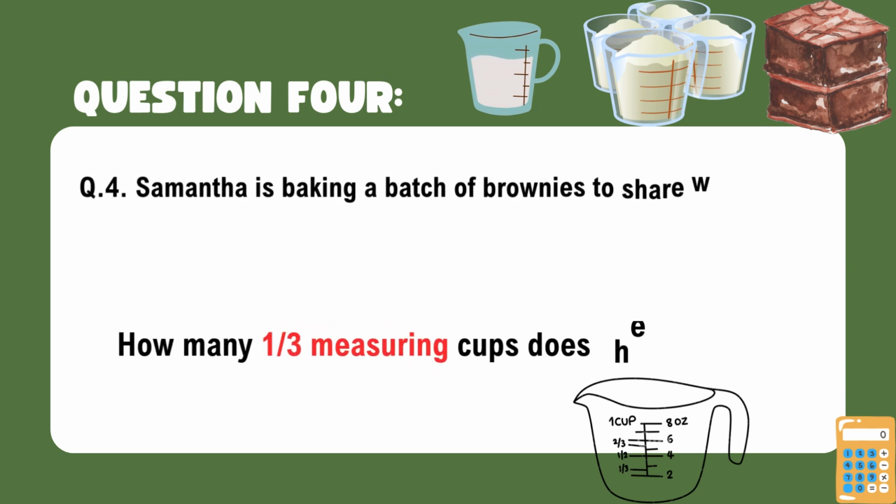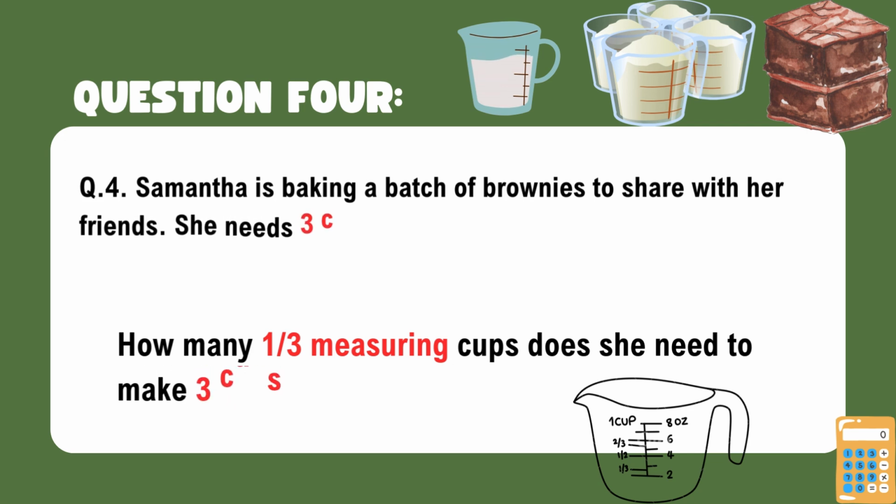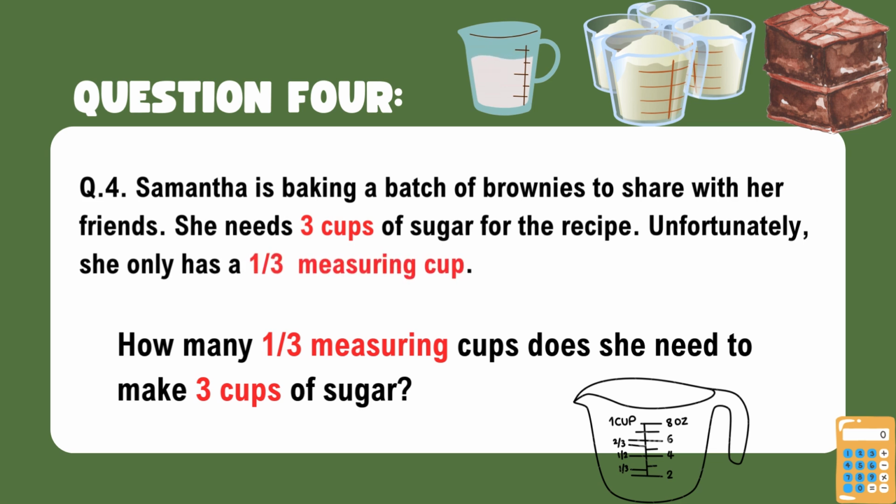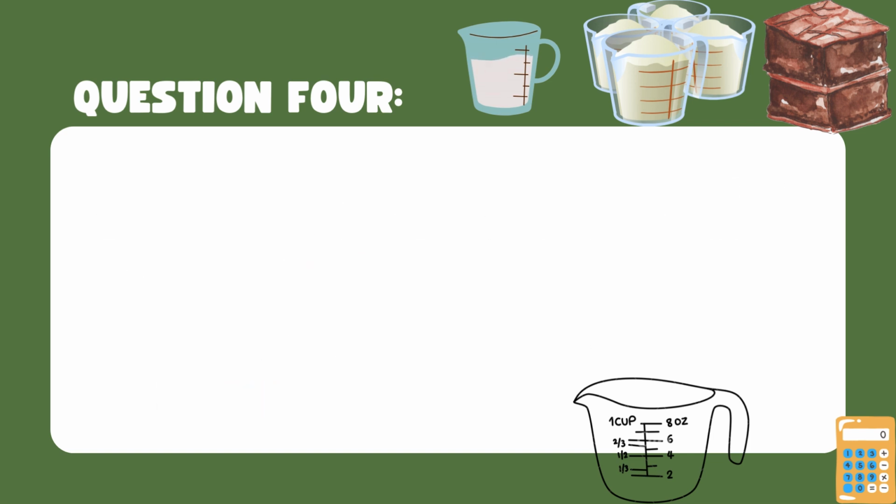Question number 4. Samantha is baking a batch of brownies to share with her friends. She needs 3 cups of sugar for the recipe. Unfortunately, she only has a 1/3 measuring cup. How many 1/3 measuring cups does she need to make 3 cups of sugar?